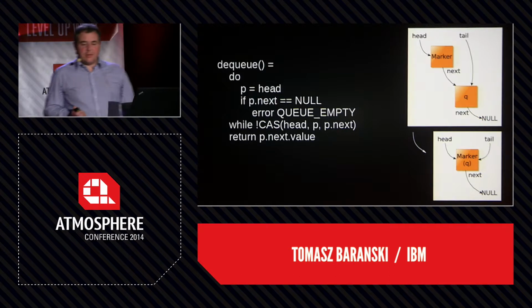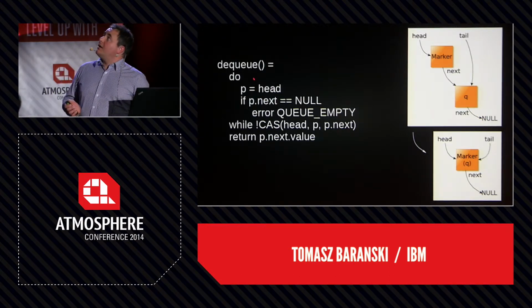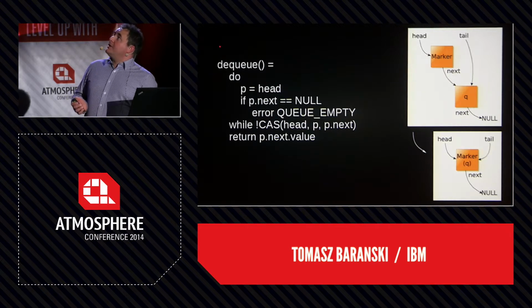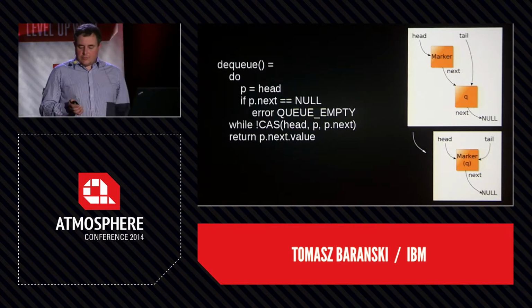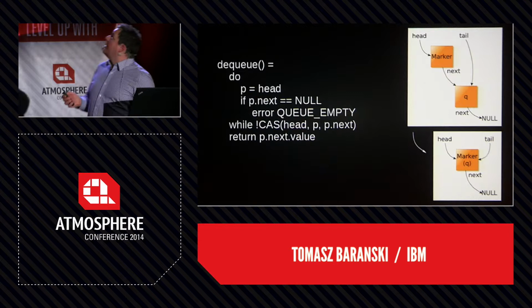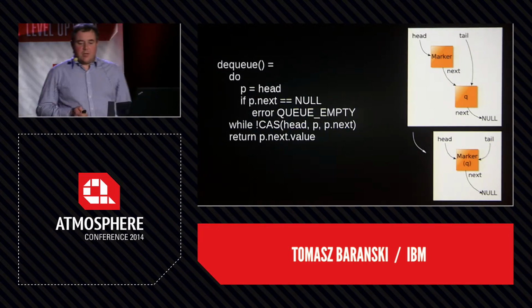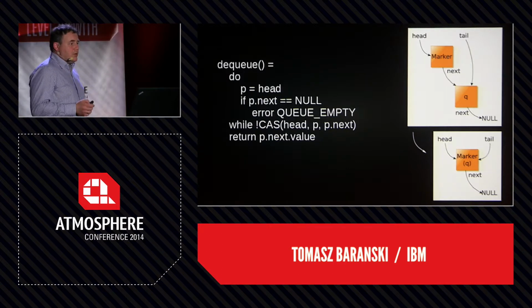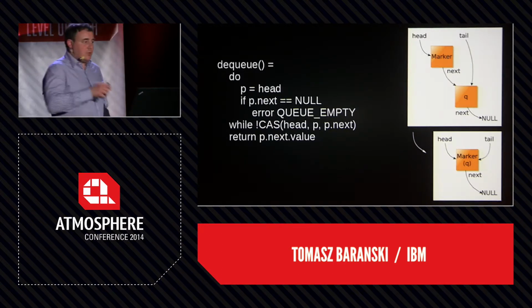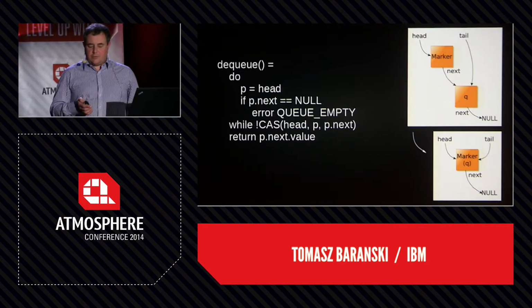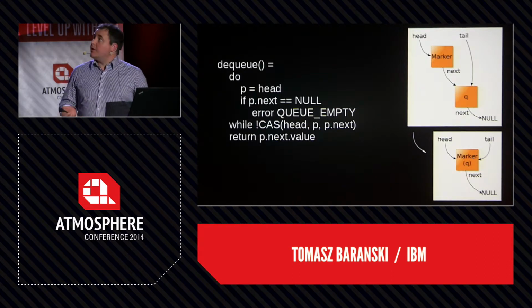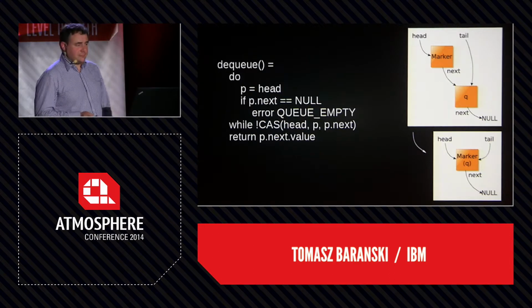Simpler but tricky as well. We try to find the true head. If the queue is empty, which is shown on this picture, it has a single node, and the node's next points to null. This is how we see the queue is empty, and this is what the code does here. If it's empty, right? Error or return queue empty, whatever.